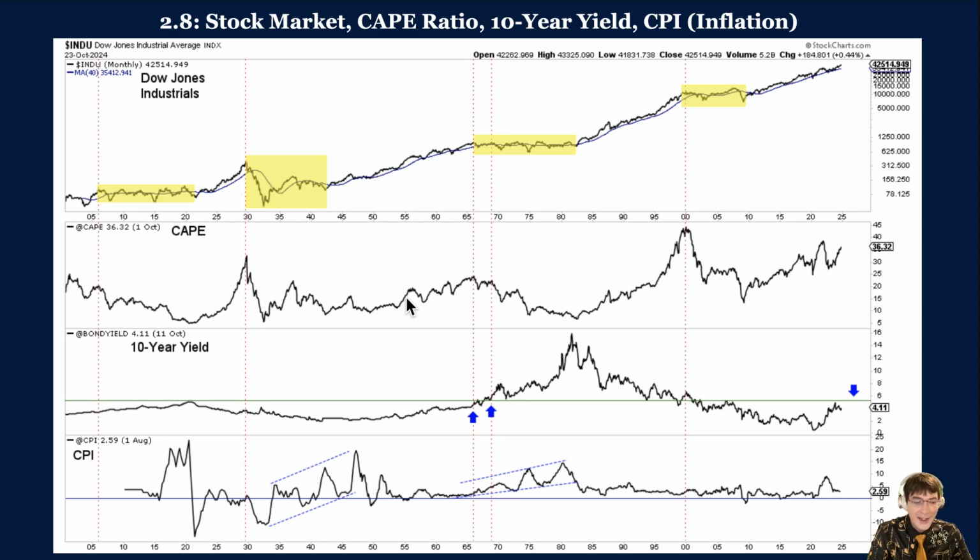The yellow highlights the secular bear markets in U.S. stocks, including 1906 to 1921, 1929 to 1942, 1966 to 1982, and 2000 to 2009. Extremely high valuations, most notably 1929 and 2000, inflation and rising rates, mid to late 1960s, or a combination, 1906, can be the root cause of a secular bear market.